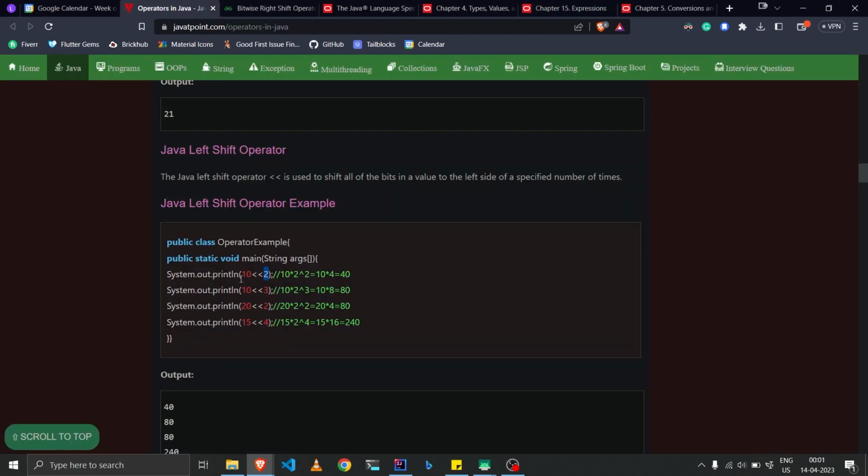I'll show you an example. We have an example here where we are using the left shift operator on the number 10 and we want to shift the bits two times. What that means is simply shift the bits towards the left two times, right? I will be showing you and explaining you in detail as well.